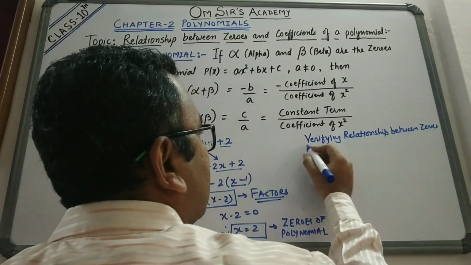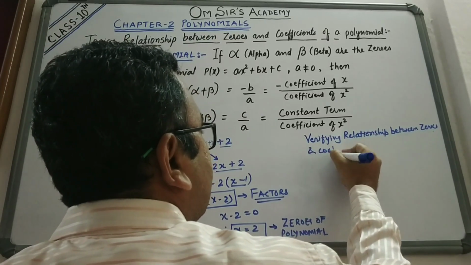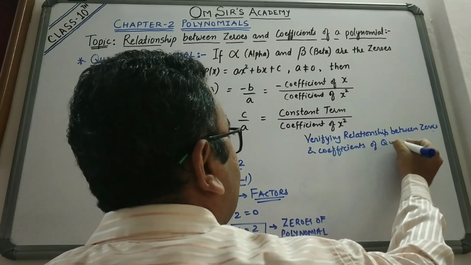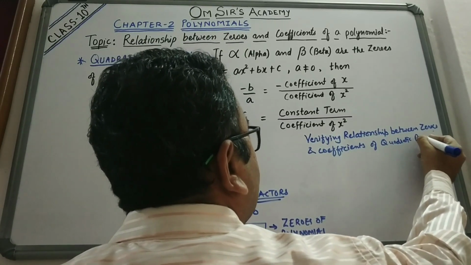zeros and coefficients of quadratic polynomial.